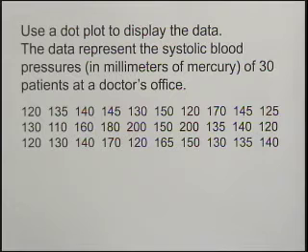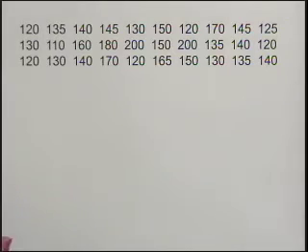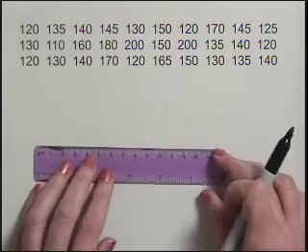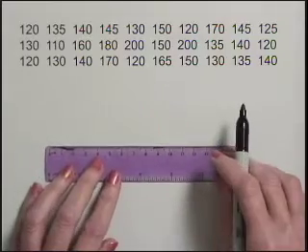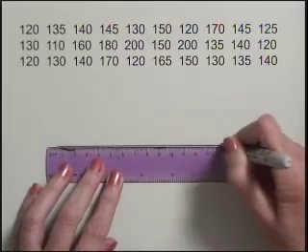Now let's look at our second type of graph called a dot plot. Use a dot plot to display the data. The data represent the systolic blood pressures in millimeters of mercury of 30 patients at a doctor's office. And so we have quite a few numbers illustrated here. Again, we're going to give ourselves some space, and to work with the dot plot, we're going to have a horizontal number line we're going to draw. Notice that all of the values are in the hundreds. So let's just go ahead and draw our horizontal line.